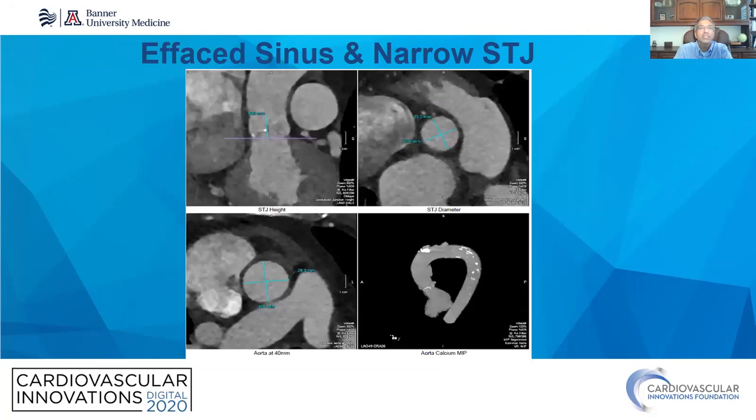Like I said earlier, the sinuses were effaced. The STJ was also narrow, and the diameter of the STJ was 24, 25 and 23 millimeters respectively. The aorta was 30 millimeters. There wasn't a whole lot of calcium in the aortic arch, as well as in the aortic valve per se.